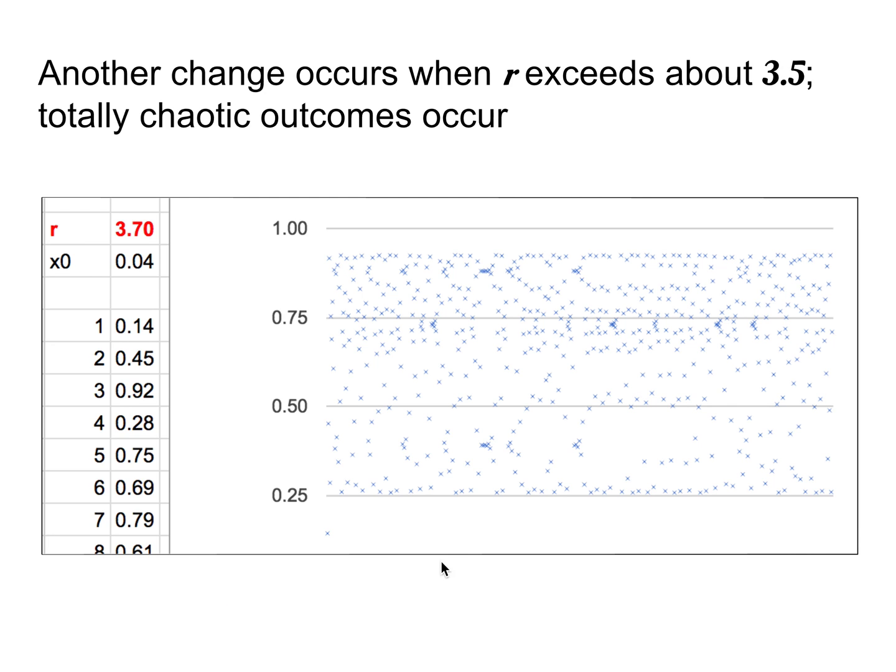Here's what chaos looks like. R equal 3.7. And we just get values lurching all over the place, completely unpredictable what you'd find.